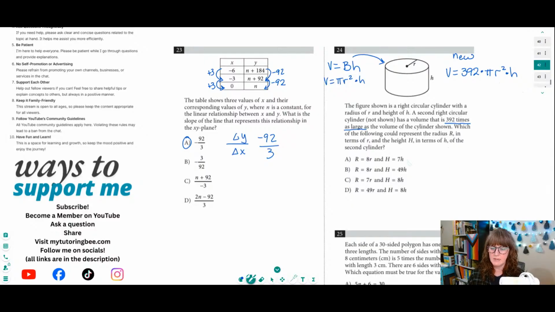So let's just multiply 8 times 7. This one's going to give us 56 times pi r squared h, right? So that's not it. That's not what we're looking for. And I just got that 56 by multiplying the 8 and the 7. So then let's see, what is 8 times 49? 392. So we've got 8r times 49h, 392 pi r squared h. Okay, so this seemingly looks like this one.